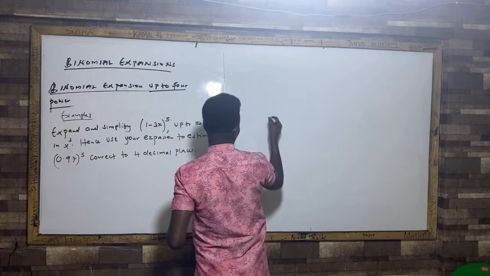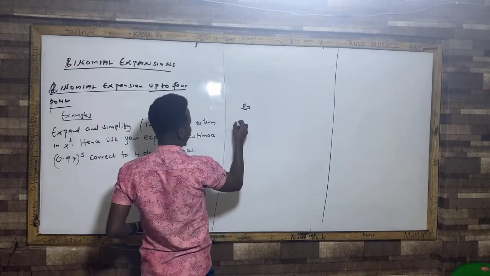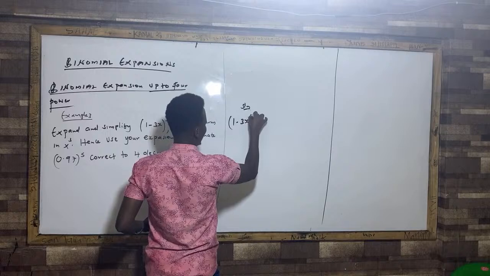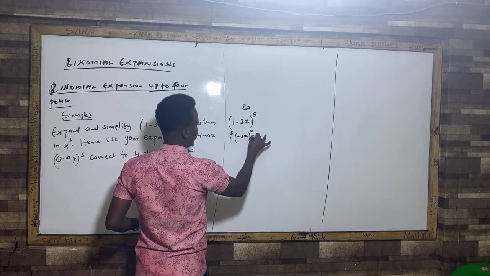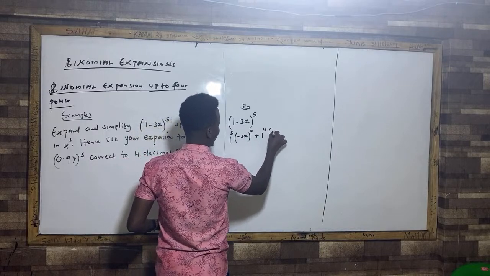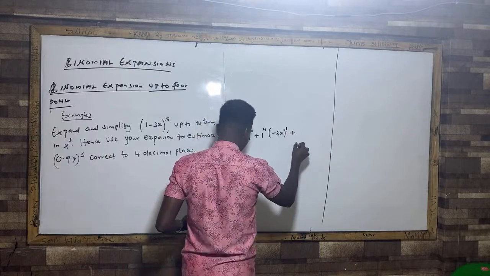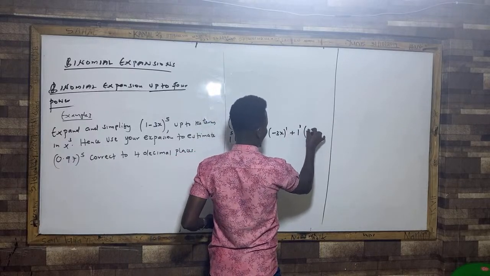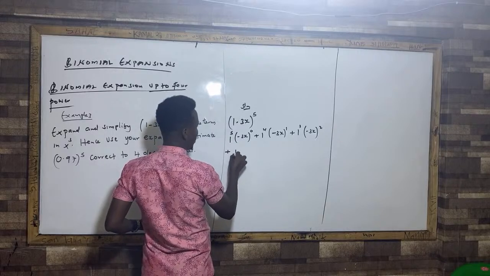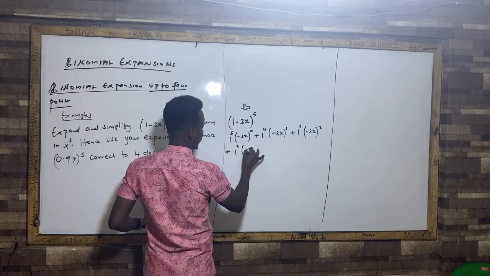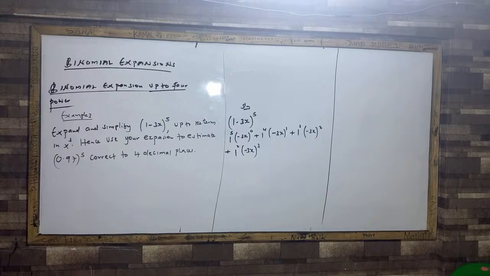Solution: we have (1 minus 3x) to the power of 5. So let's start: 1 to the power of 5 into minus 3x to the power of 0, plus 1 to the power of 4 into minus 3x to the power of 1, plus 1 to the power of 3 into minus 3x to the power of 2, then plus 1 to the power of 2 into minus 3x to the power of 3. Stop, because you are told up to x to the power of 3. Don't go up to 5 yet.